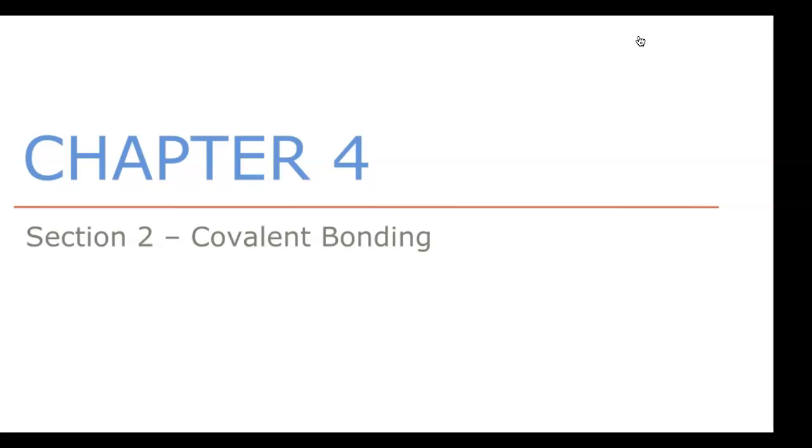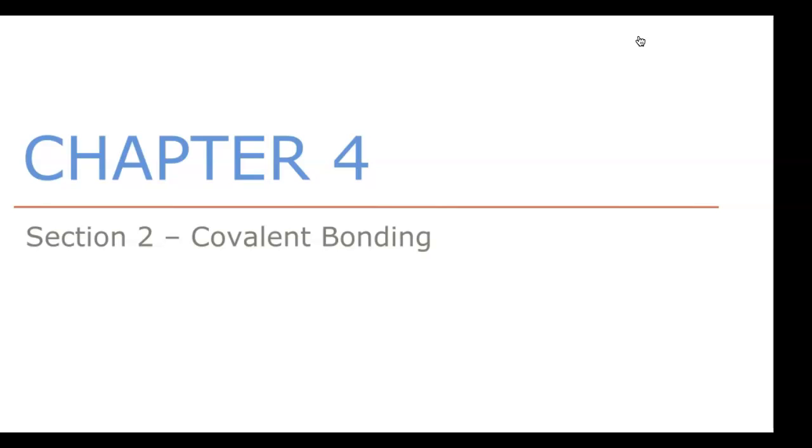Okay, we're starting chapter 4, section 2, covalent bonding. Covalent bonding is different than ionic bonding. Recall that in ionic bonding, you had a metal ion, which was positive, and a negative ion, which was the nonmetal. In covalent bonding, we're looking at atoms sharing electrons.